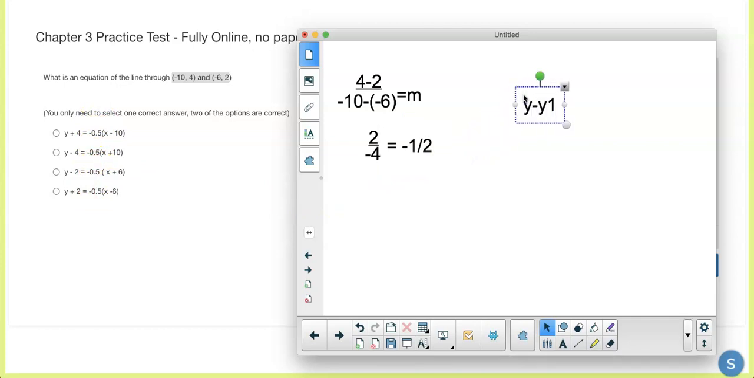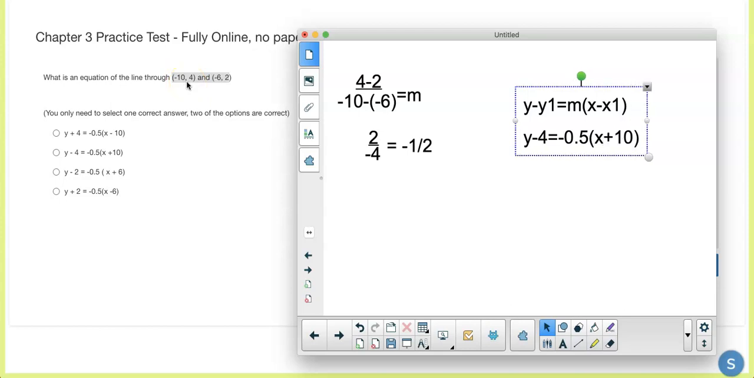Now we have to put our answer into point-slope form. So here's point-slope form. Okay, let's start plugging some things in. Y minus, okay, there's 2 options in here that are correct because I have a choice here which point I'm going to use. Let's say I use the -10, 4. The y-coordinate is 4, so that's what goes here. The slope I found was -1/2. I'll put 0.5 since that's what the problem did. And then the x-coordinate here is -10, but x minus -10 will turn into x plus 10.